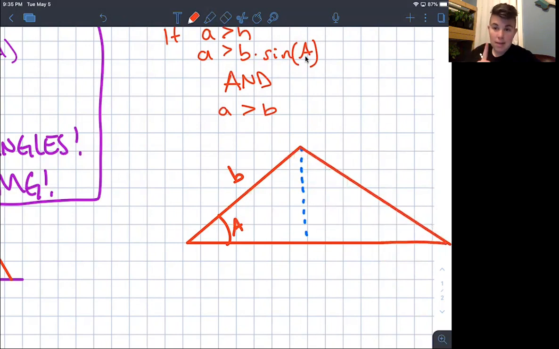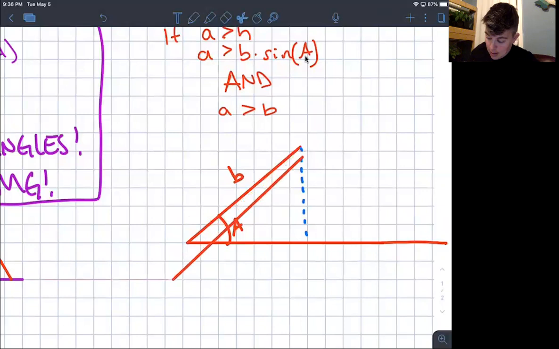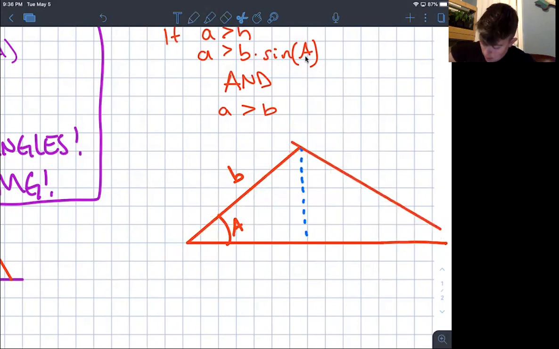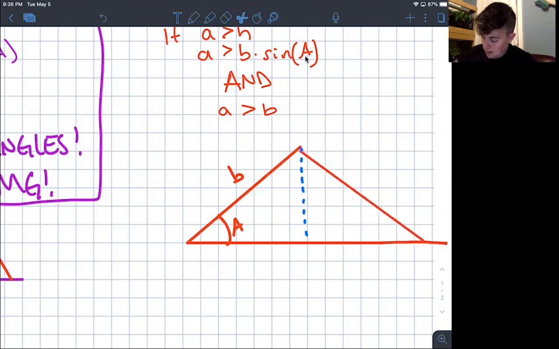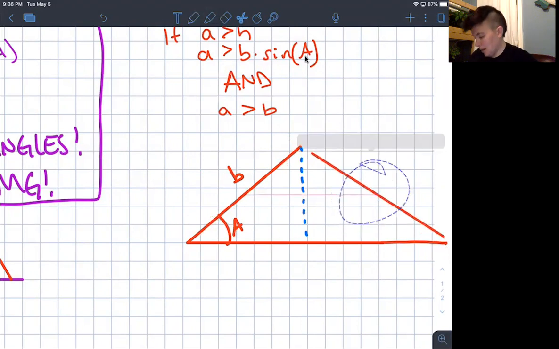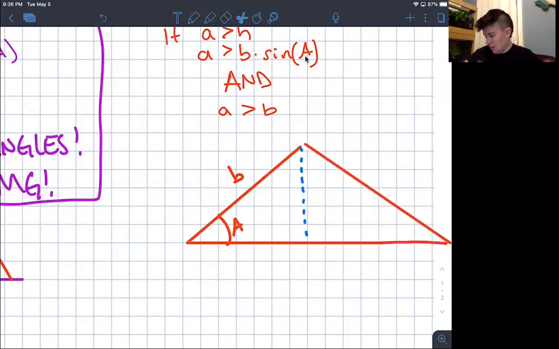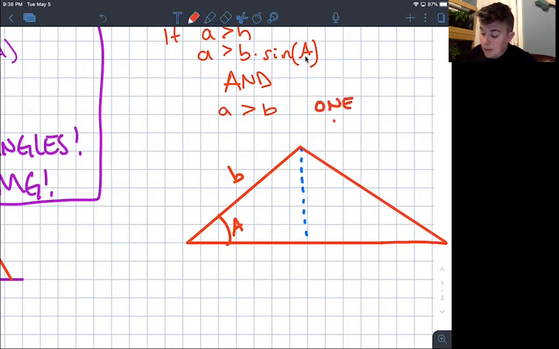That means, guys, gals, and non-binary pals, one solution, because I can't take this giant line and make another triangle back this way. It's not going to work with the side that I was given for B and then angle. So the only place that it's going to line up is way out there. So that means there is only one triangle, or one solution.